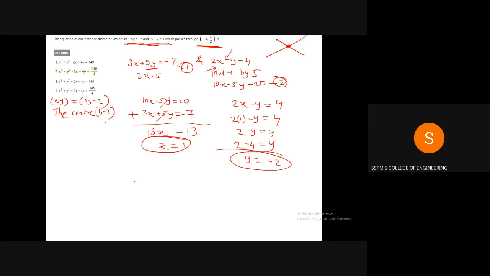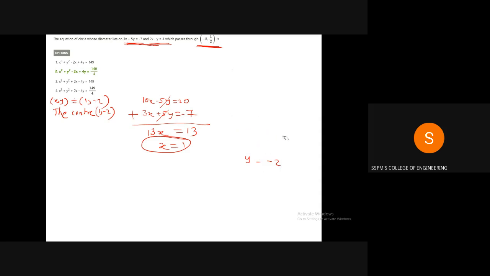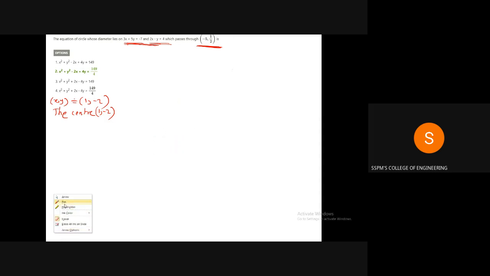Again, what else is given in the question? It is given that the required circle passes through the point minus 5 comma 1 by 2. The circle passes through minus 5 comma 1 by 2. So this is the center, and this is a point which the circle passes through.